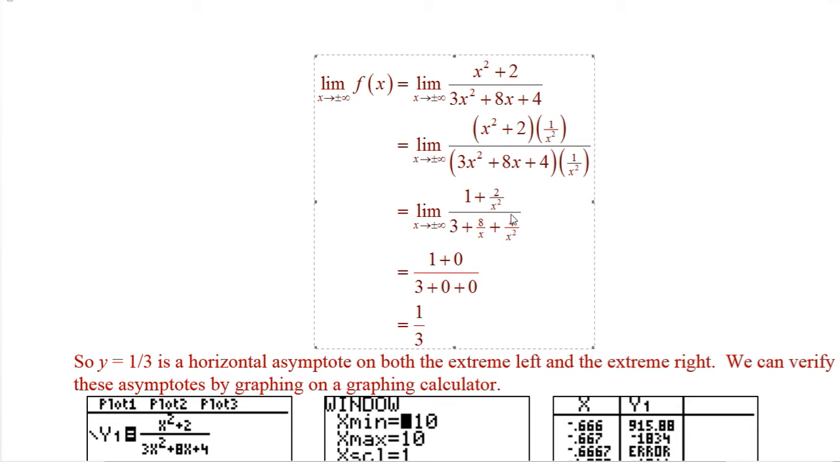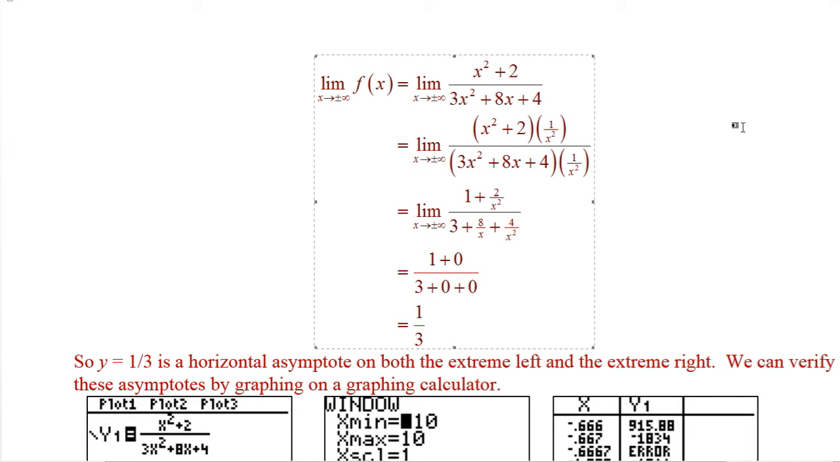Now we can take the limit of each of these little pieces, and each of these fractions with a constant numerator and an x, or x to some power, for the denominator, whether you go to infinity or negative infinity, all those go to 0. Of course, 1 and 3 are just fixed, and so the whole thing goes to 1/3.